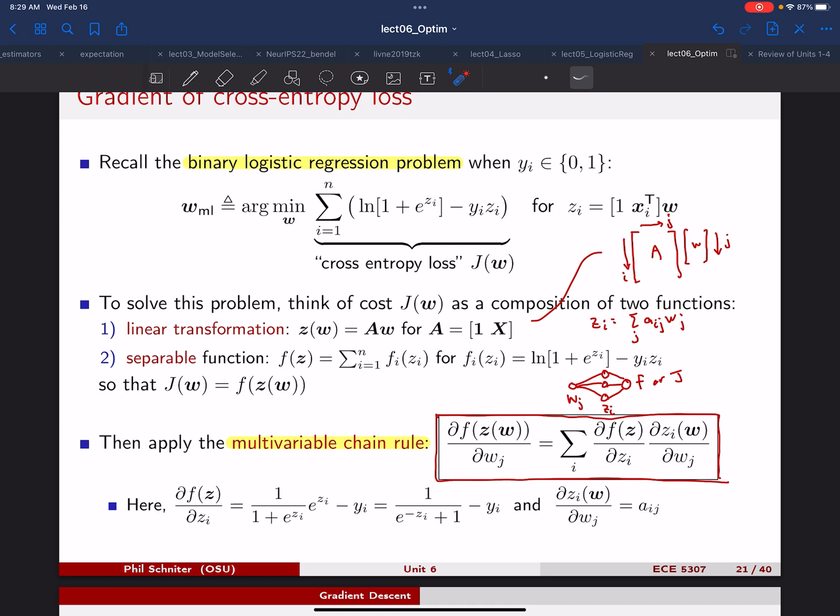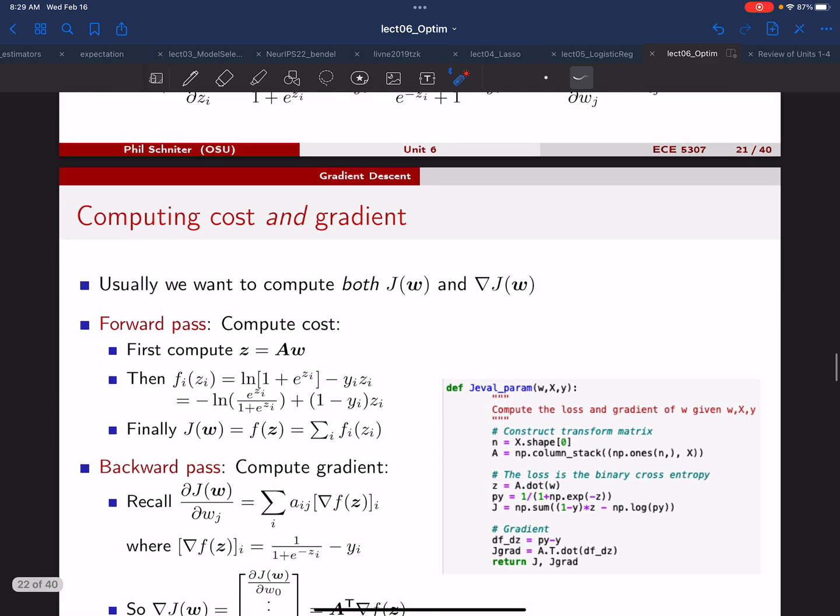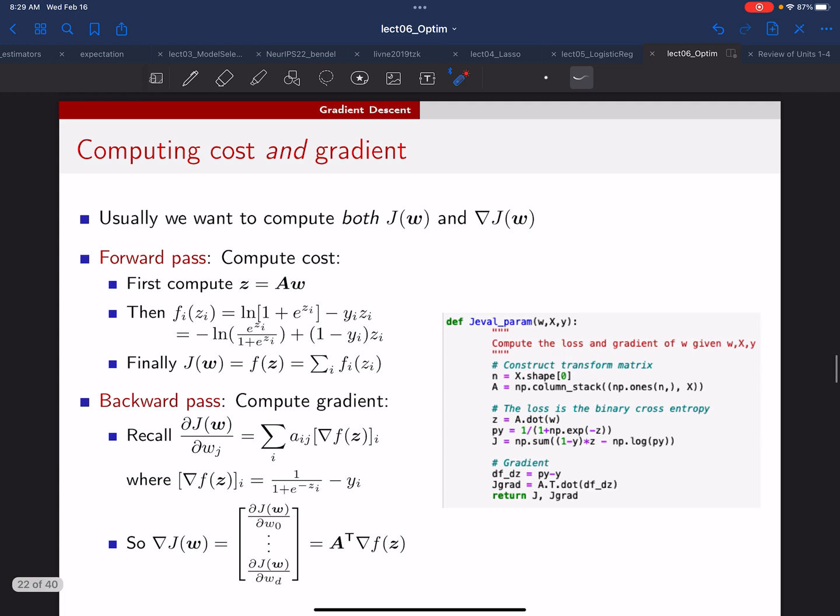All right, any questions? All right, so let's see how we would do this in Python. So we're actually going to see a few different versions of this, different ways to implement it. But what's in common is this way of breaking up the computations into two stages. The first is called the forward pass. The second is called the backward pass.